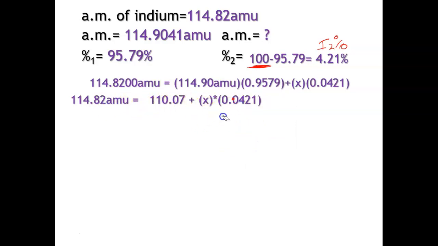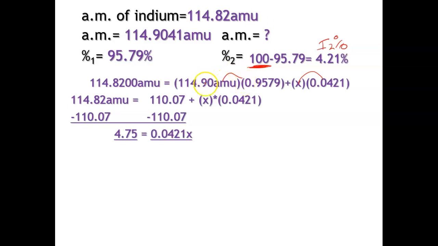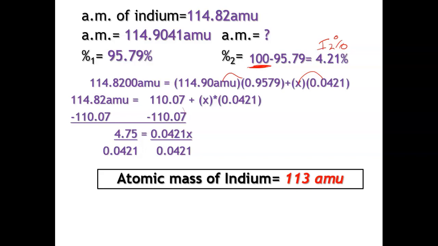We're going to substitute in. I plug in my values and start multiplying. I multiply these two and I get 110.07. I multiply the others, x times this, and you end up with 0.0421x. Remember we want to isolate the x, or put the x on one side. So we're subtracting like terms, and you end up with 4.75 equals 0.0421x. So you divide by 0.0421, and x equals 113 AMU.